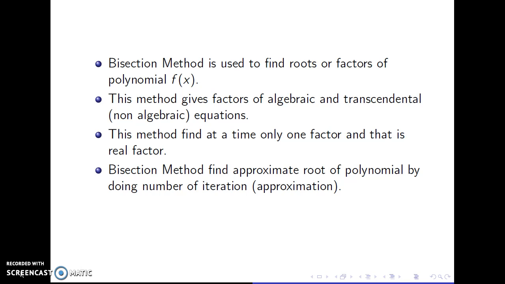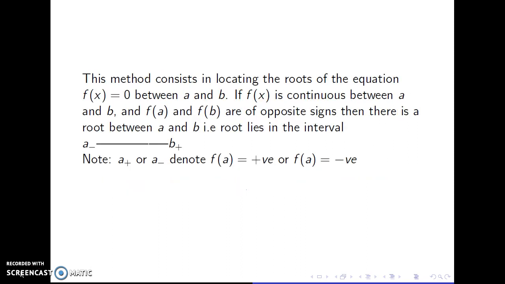The bisection method finds an approximate root of a polynomial by doing a number of iterations. This method consists in locating the roots of the equation f of x equal to 0 between a and b. If f of x is continuous between a and b and f of a and f of b are of opposite signs, then there is a root between a and b. So here we represented a and b. This is the interval where a with suffix minus or plus is nothing but f of a is positive or f of a is negative.